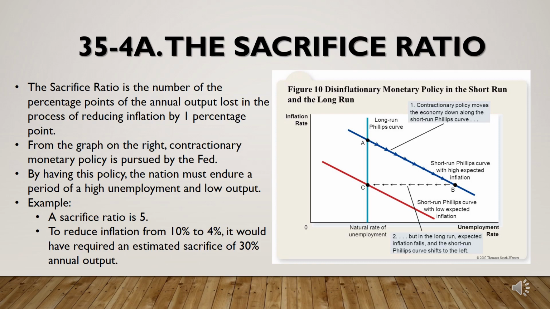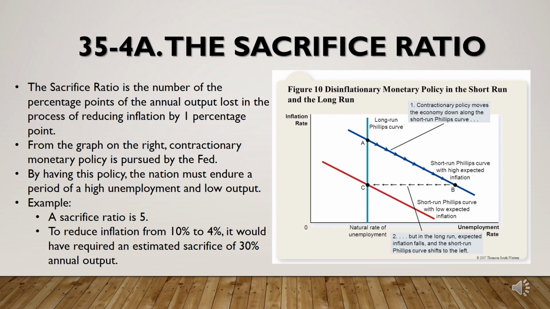From the graph on the right, the Fed applied the contractionary monetary policy. This policy means that the government is reducing the money supply. As you can see, as the Fed applied the contractionary monetary policy, the economy slowly goes down to point B, where the unemployment rate is increasing, but the inflation rate is decreasing. But over time, point B will slowly move to point C, where the unemployment rate goes back to its origin.